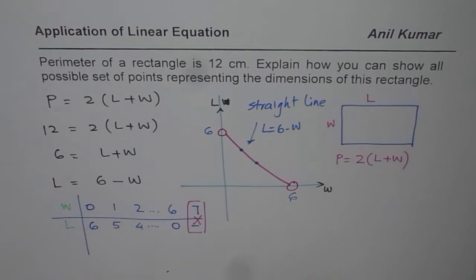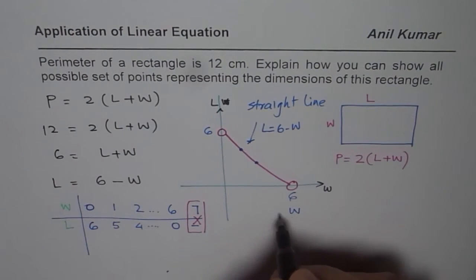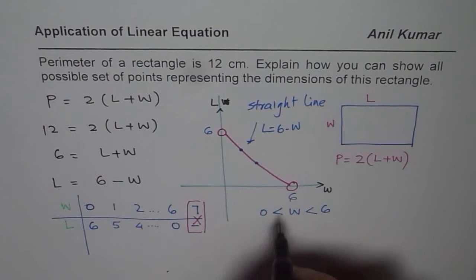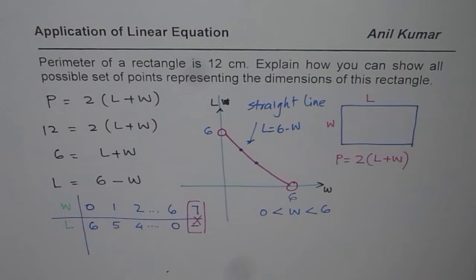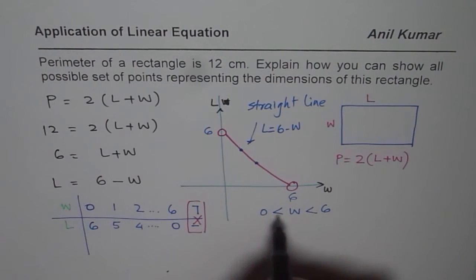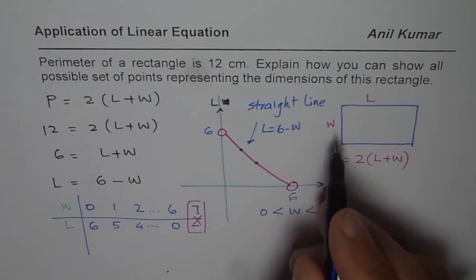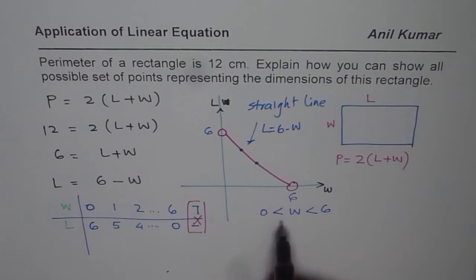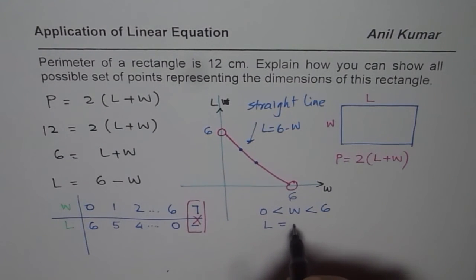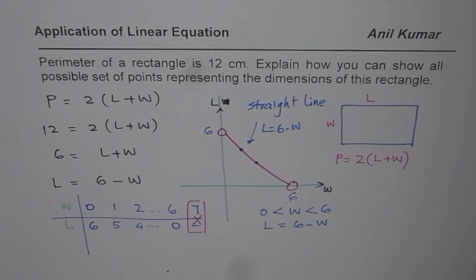If 0 width means we do not really have a rectangle. So we can say that the width of this rectangle is from 0 to 6, where these two values are not the real values, right? Anything greater than 0 but less than 6 are all possible values of the width, which will give you corresponding dimensions for the length as calculated by the formula length equals 6 minus width, right? So I hope that helps. Thank you and all the best.